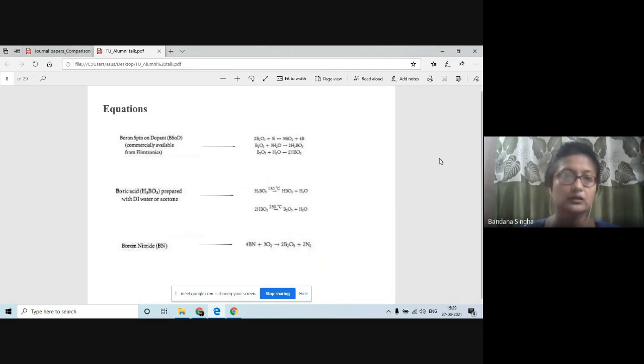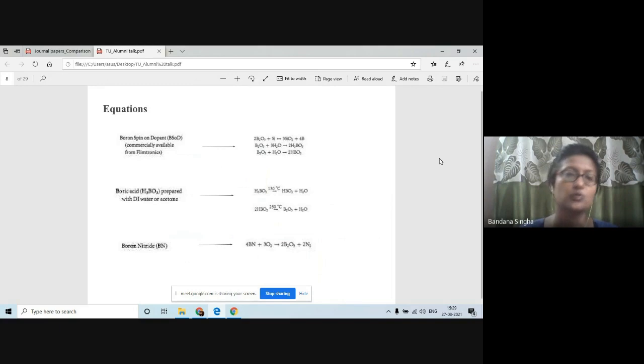Depending on the dopant source, the diffusion phenomena or the diffusion equations involved are mostly similar. They look a little different, but the equation is similar.